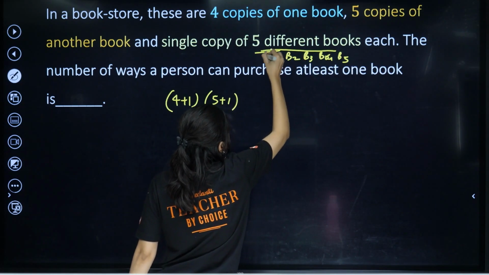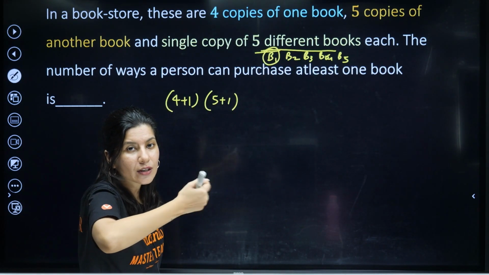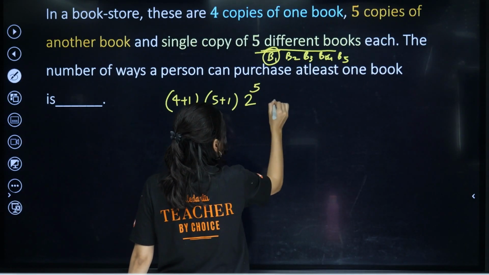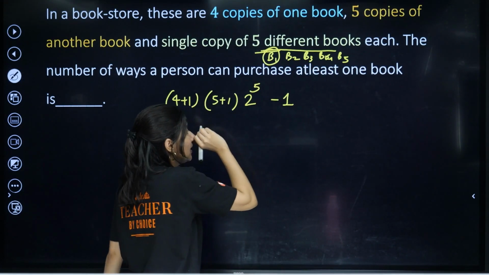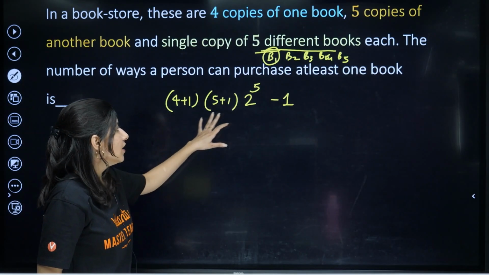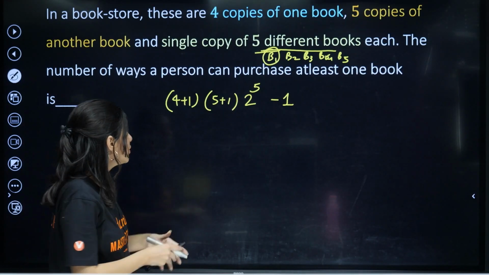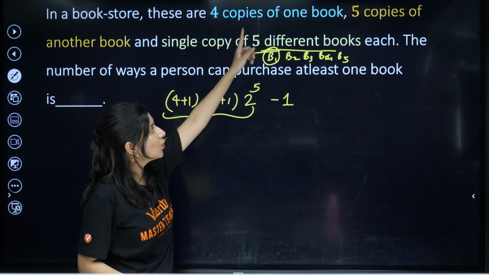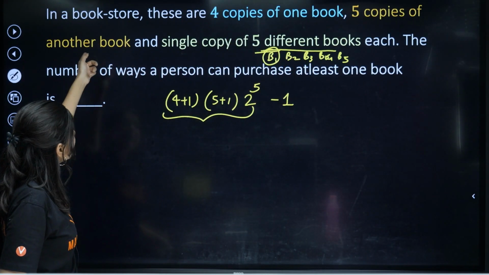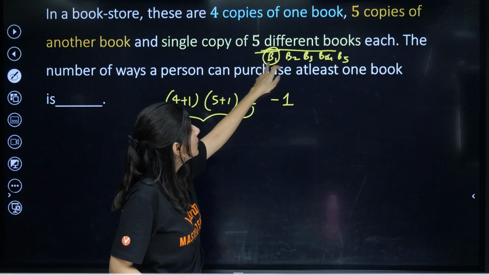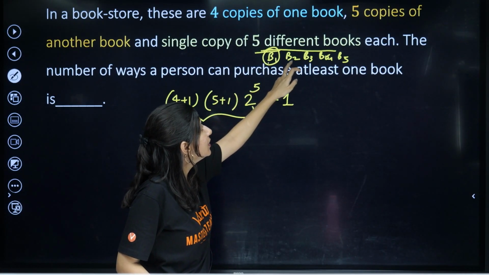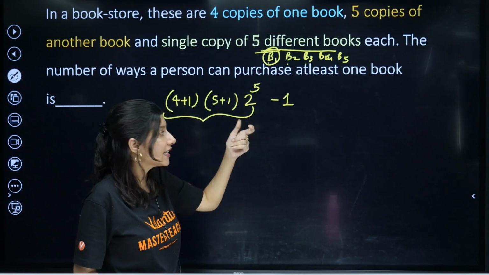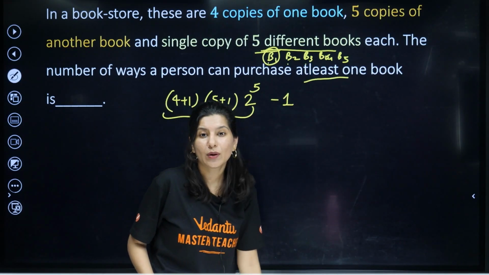So for B1, whether I take it or leave it, 2 options. Take it, leave it: 2 to the power 5. But the minus 1 will ensure that we are not taking that case. So there will be a single case where you have not taken any copy of B1, B2, B3, because of the leave-it option. So there will be a single case that we are subtracting because of the at least one keyword.